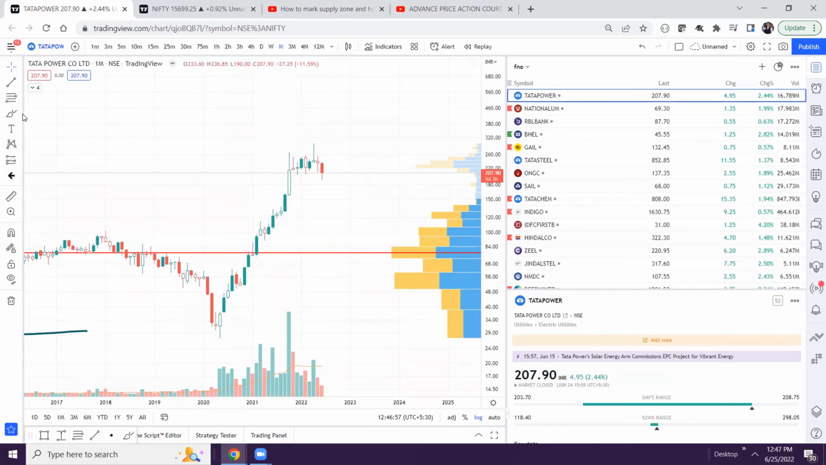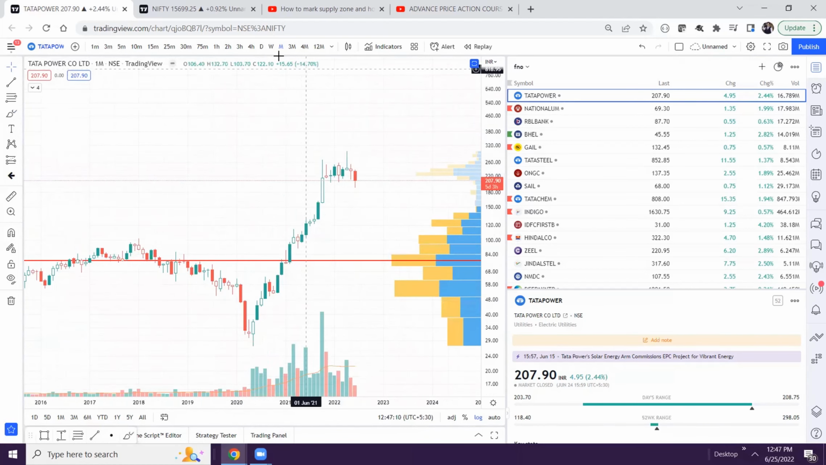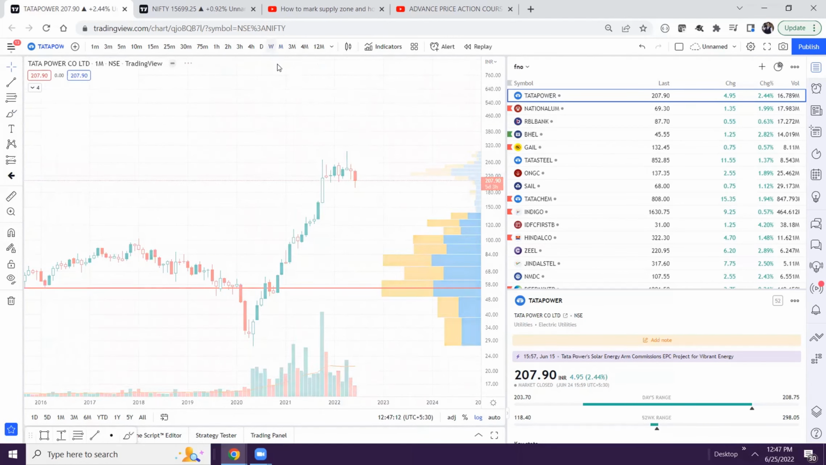If this sort of bar is generated in Tata Power and it is already in an uptrend, this means a temporary pause. So this was the time to book, and you should not buy. But if you have made the mistake, now let us see what exactly you can do.